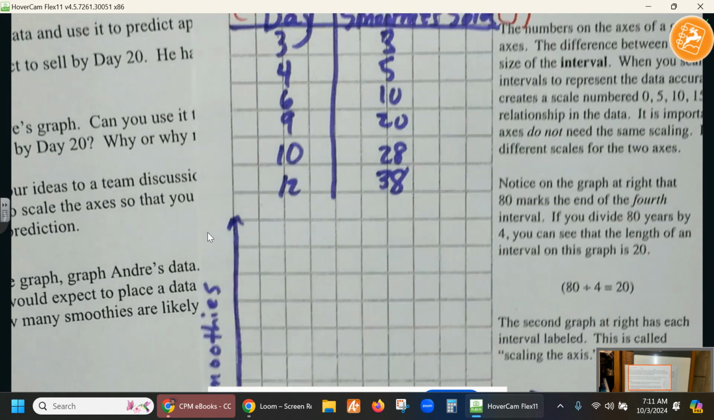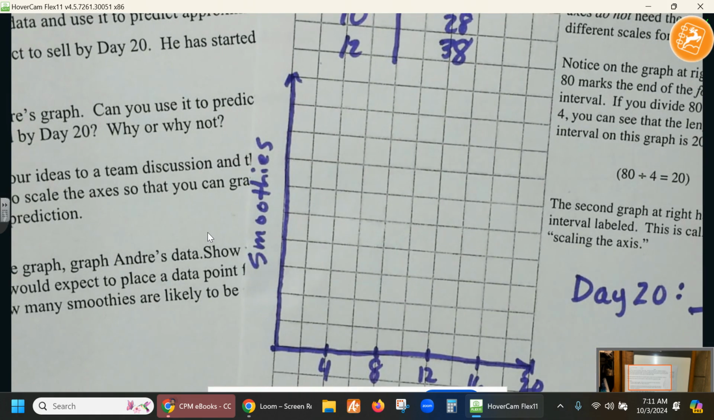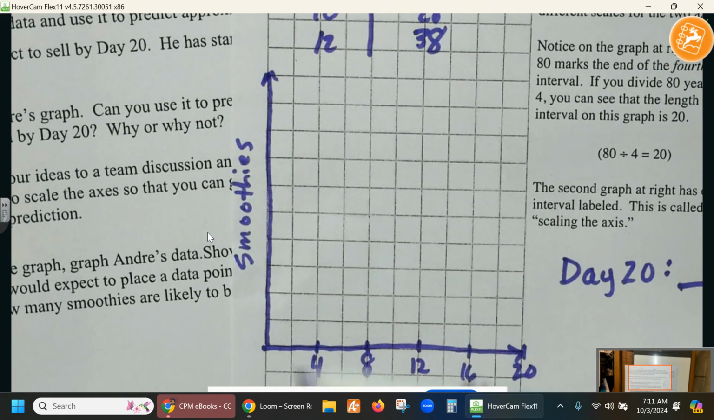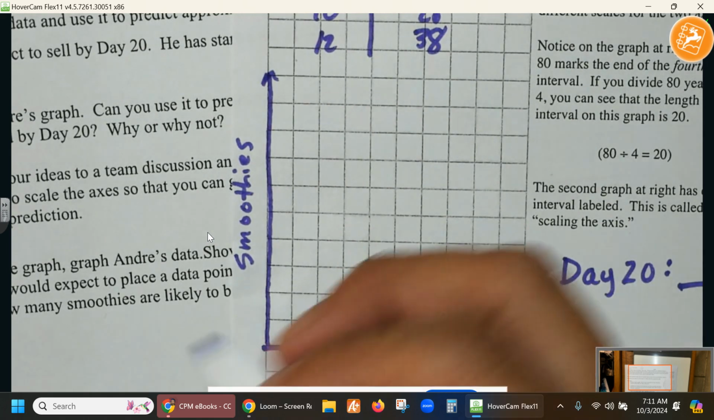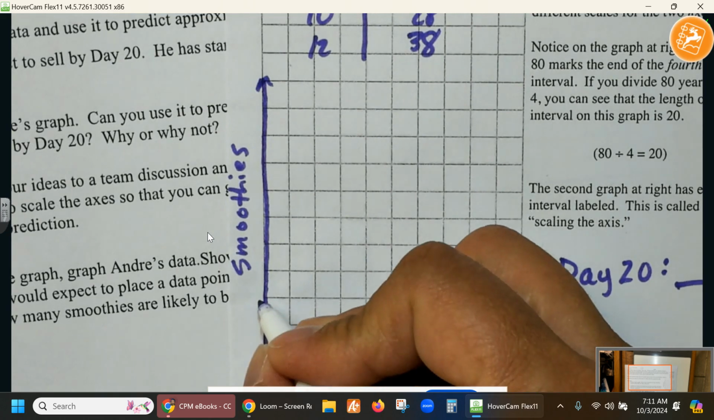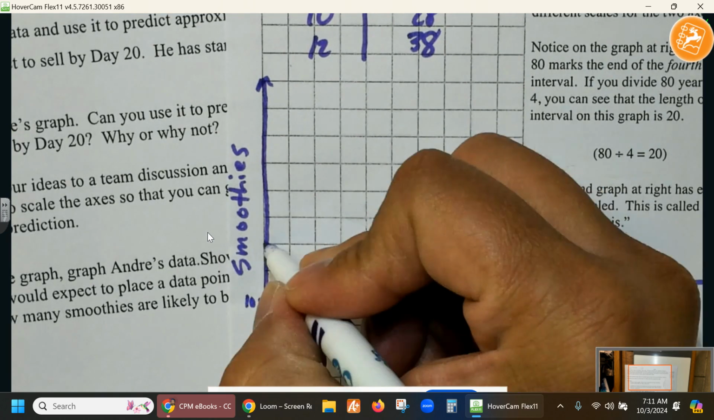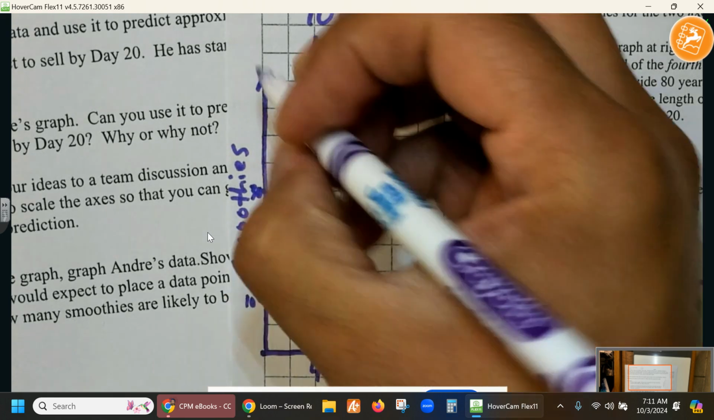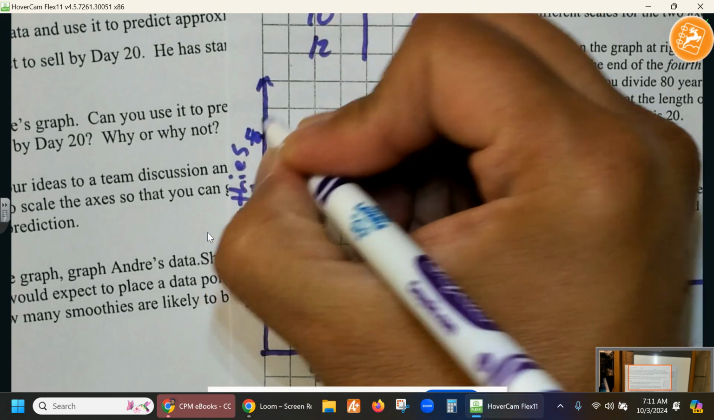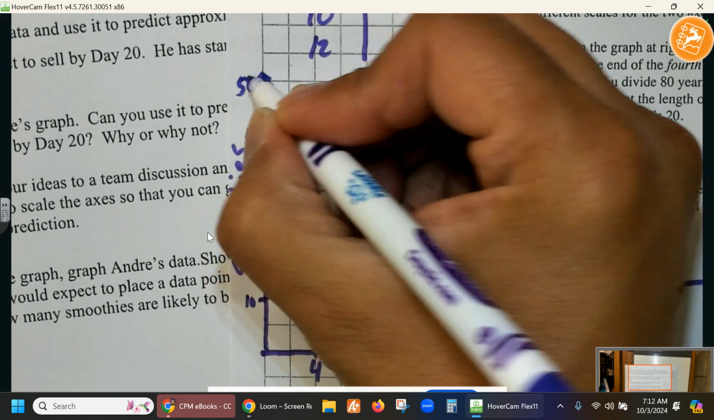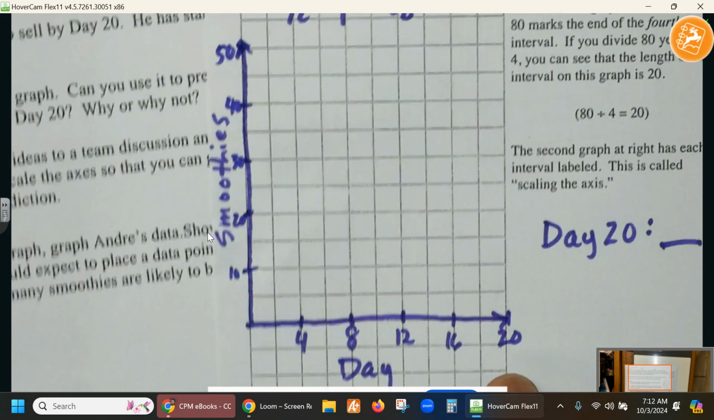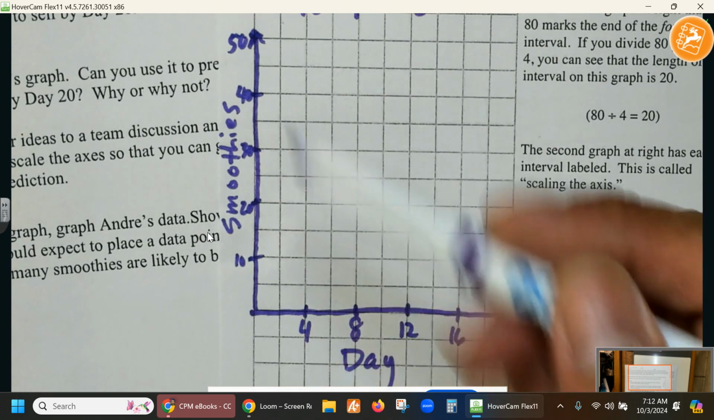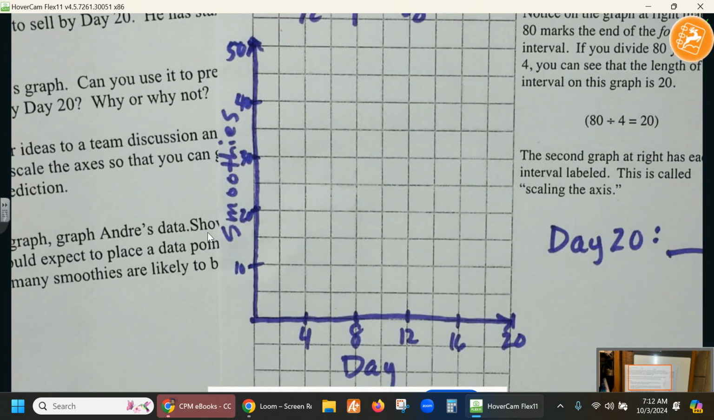So let's use a y-axis interval of maybe 5s. Okay, so that would give us 10, 20, 30, 40, 50, and let's see if that's enough. If not, we can always adjust our axis.